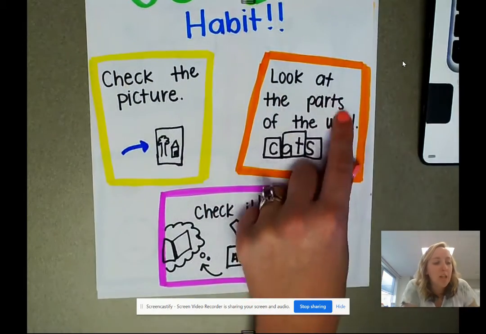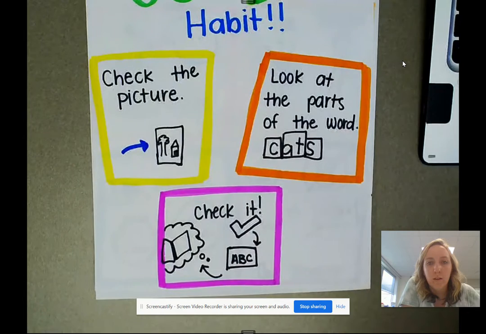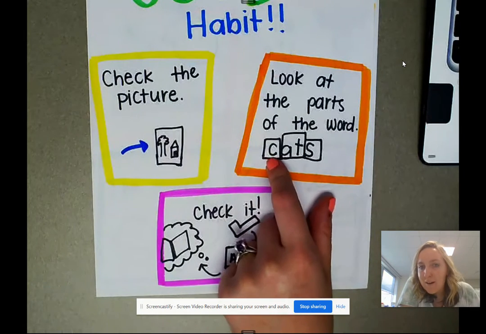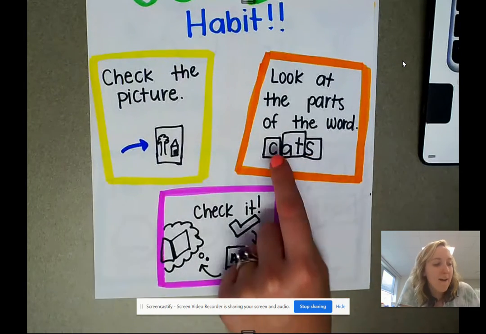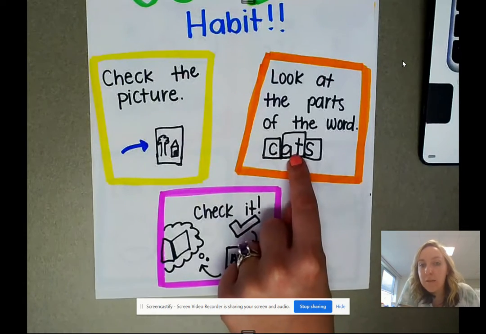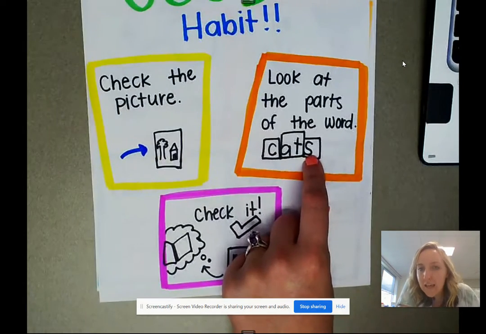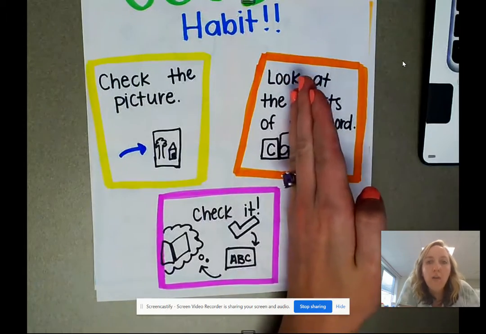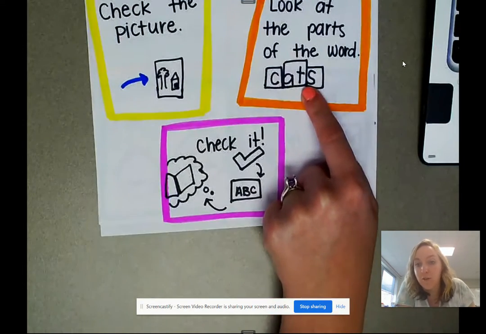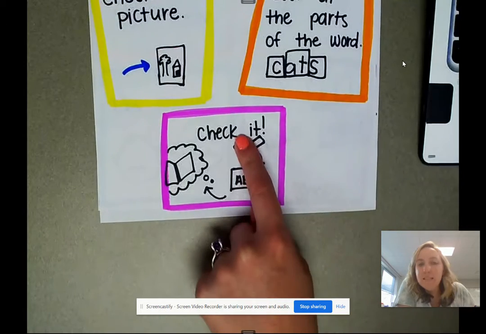This one says, look at the parts of the word. So in my example here, I have the word cats. I have the beginning sound, the at chunk that's in the middle, and then that S at the end. So you're going to look at all the parts of the word to see if you can solve the words that you don't know. And then it says to check it.